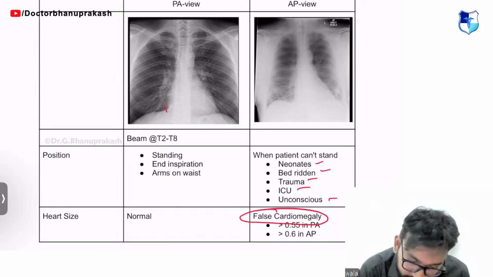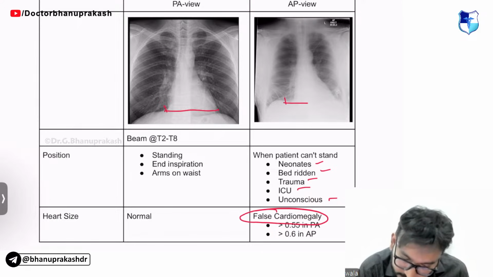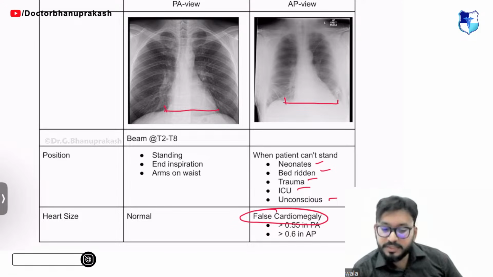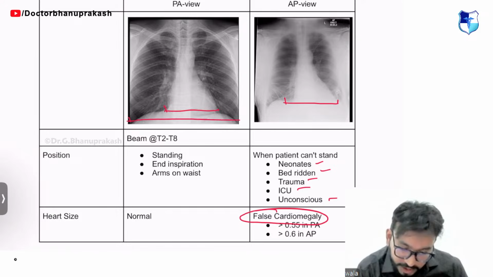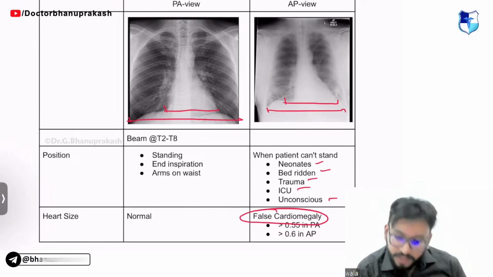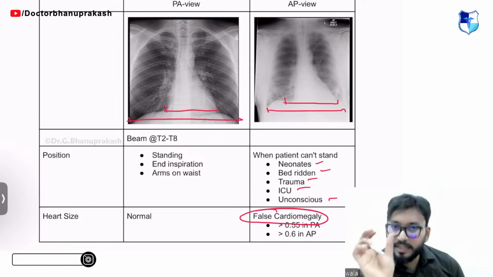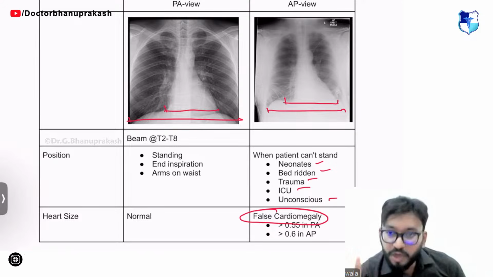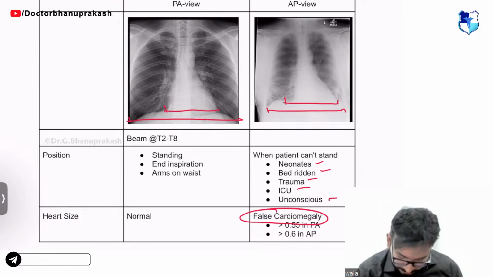Can you see the heart size here is normal and the heart size here? Look at this, guys. So this is a cardiomegaly. Can you look at the ratio? See, the thoracic ratio is here, but look at this. Can you see the amount of width that the heart shadow is occupying in an AP view? It is more. It is falsely enlarged. It is false cardiomegaly.